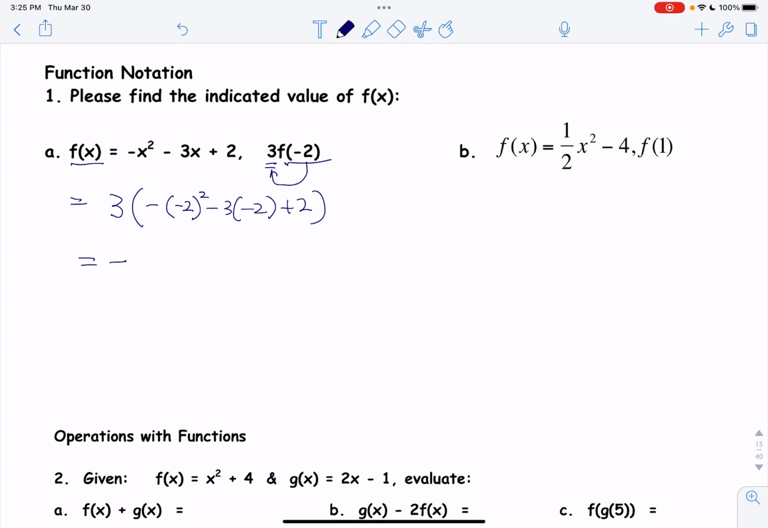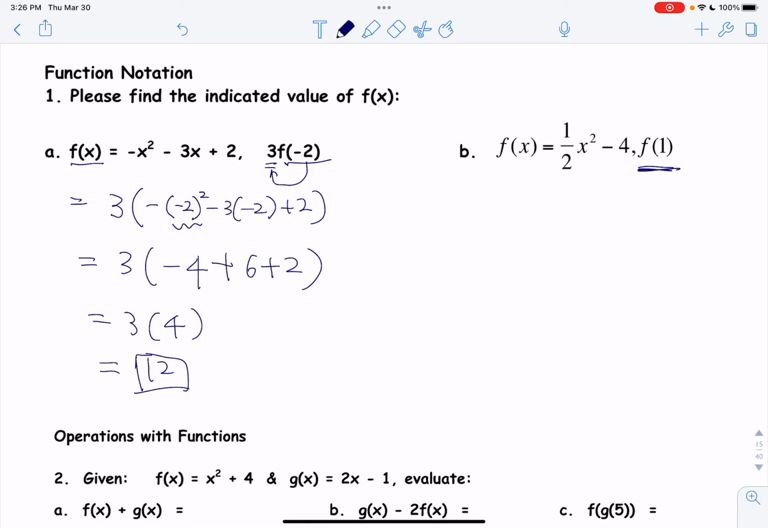And inside the parentheses, you evaluate first. Negative 2 squared is 4. So negative 4 plus 2 negative becomes a positive, so plus 6 plus 2. And that gives you a total inside the parentheses of 4. And 3 times 4 will be 12. That's what that means.